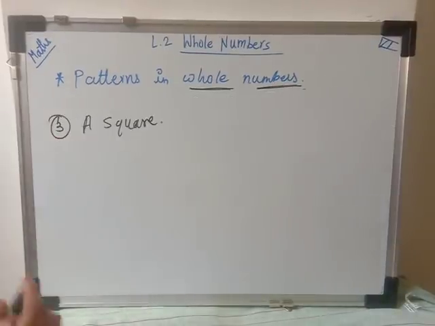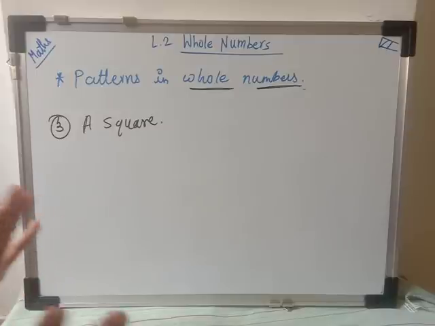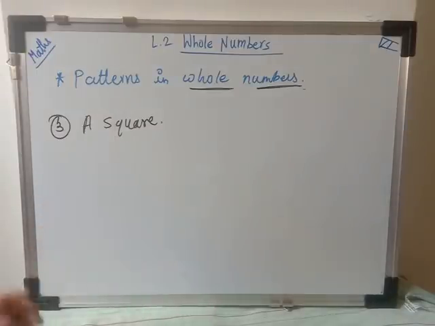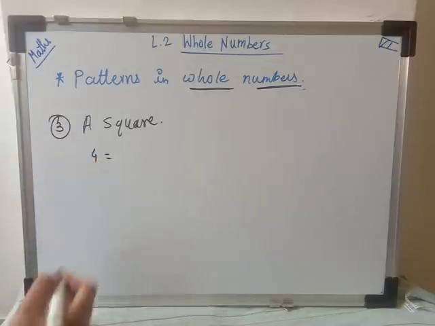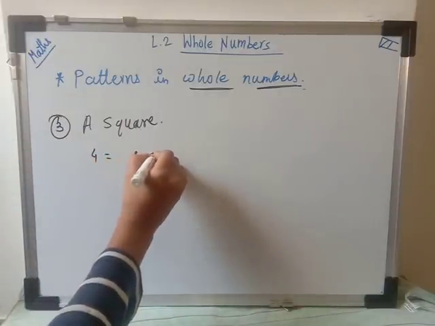The third elementary shape is a square. In a square we know that 4 sides are there and all 4 sides are equal. So to make a square we need at least 4 dots. We can't take 2 and 3 because only 2 and 3 dots are there. But if we start with 4, we get 4 dots to make a square.